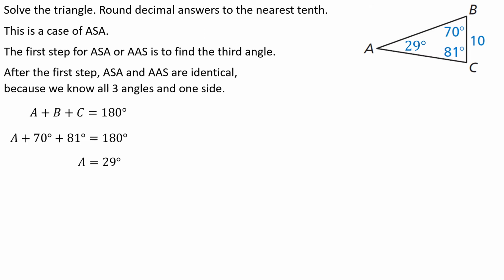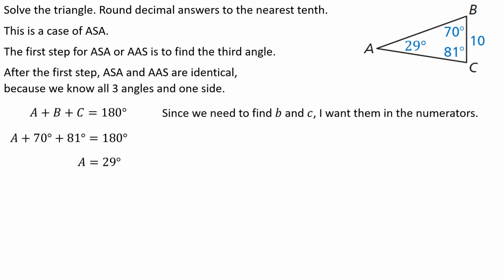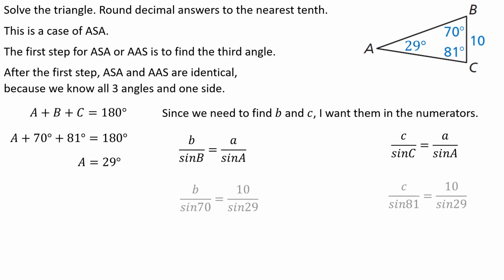Although the proofs for angle, side, angle, and angle, angle, side were different, when it comes to the law of sines, they're the same, because the first step is find that third angle, and so now we've got all three angles and one side. I'm going to look for side B, and I'm going to look for side C. So these are going to be my two setups. I can plug in the numbers I know.